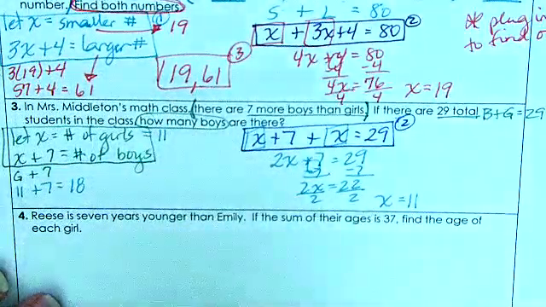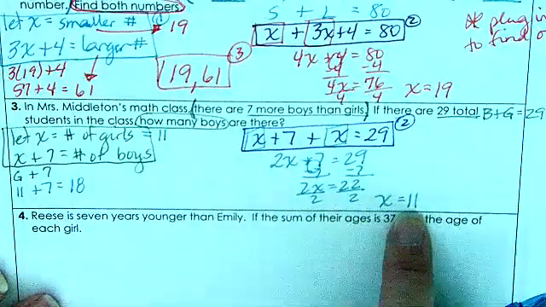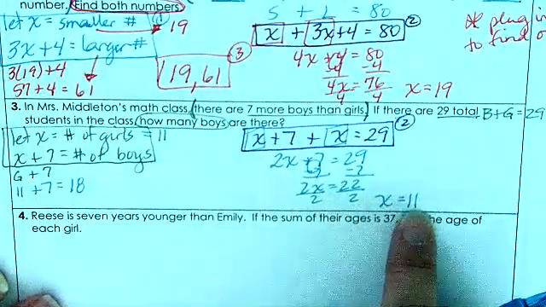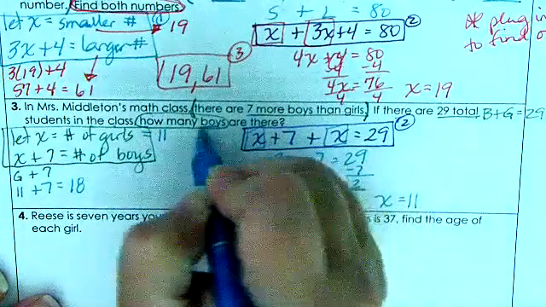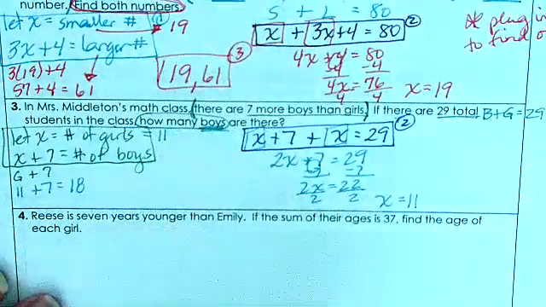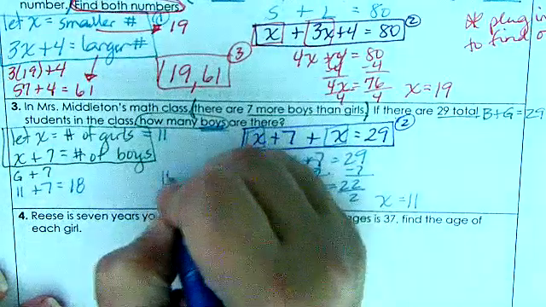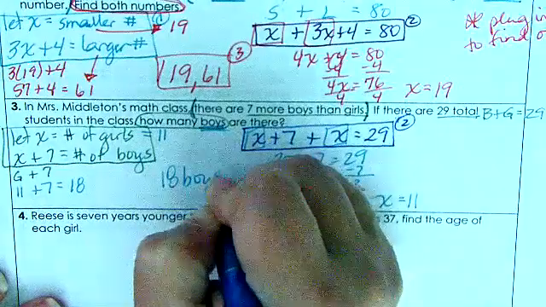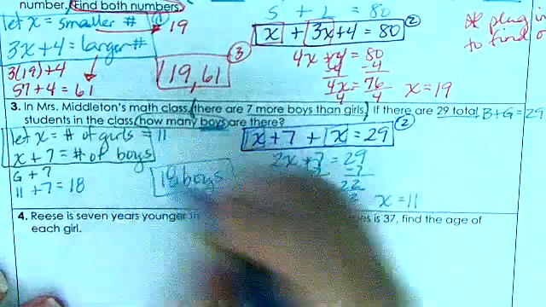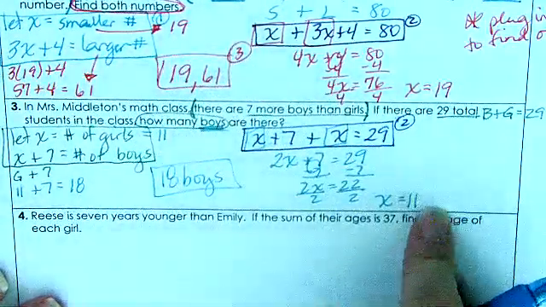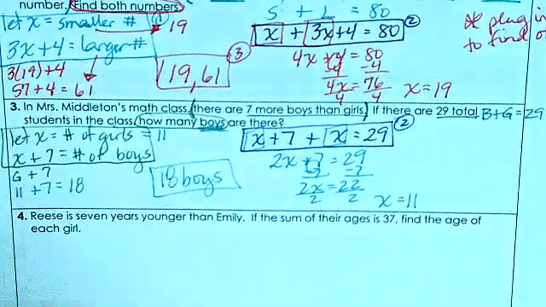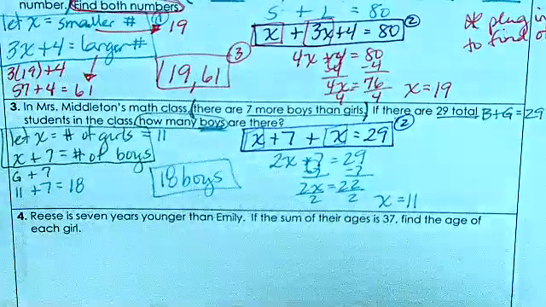Now, if I just do x equals 11, that's not giving me my answer because it wants to know how many boys. So I have to answer the question that it's asking. So my answer is 18 boys, and it is only that number. But I have to find the number of girls in order to be able to answer this question. Okay, moving right along. We're going to move to the next page at this point. Flip this over.